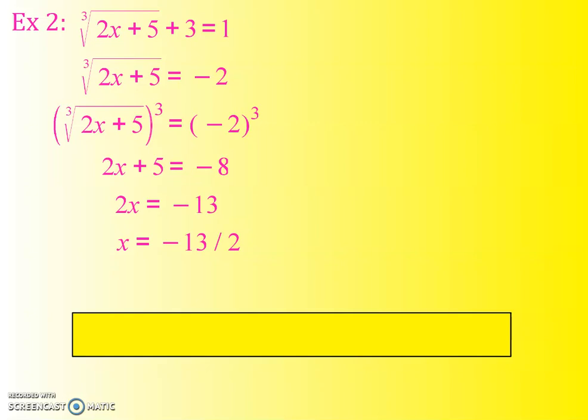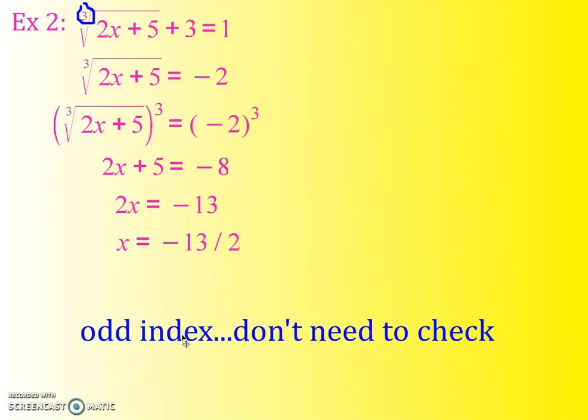However, we didn't look to see if we need to check. We go back up to the top and look at your index. Your index is a 3. 3 is an odd number. We do not have to check the odd ones because we can take cube roots of negative numbers just fine. So this is all finished.